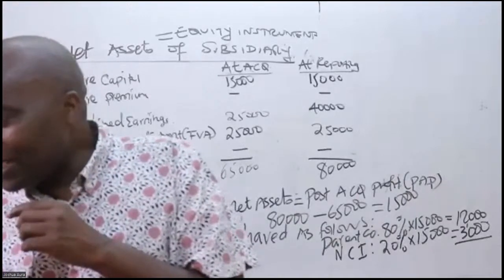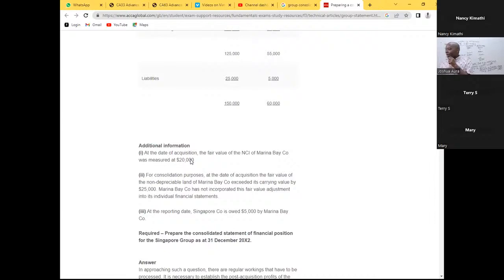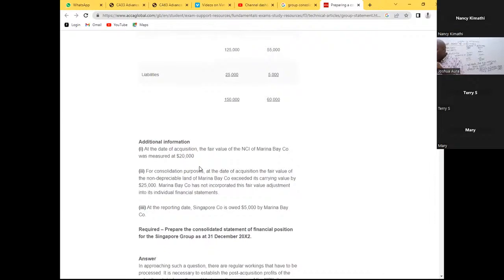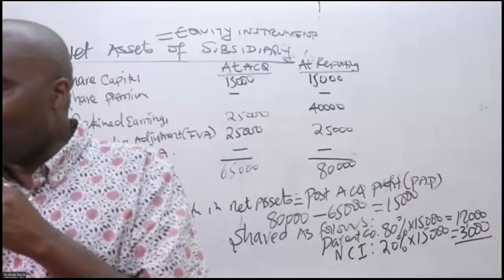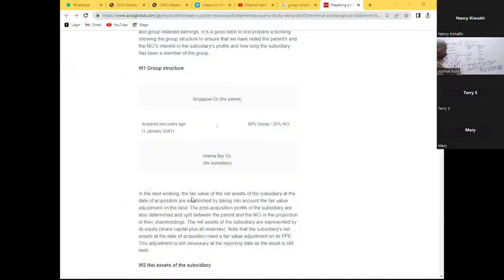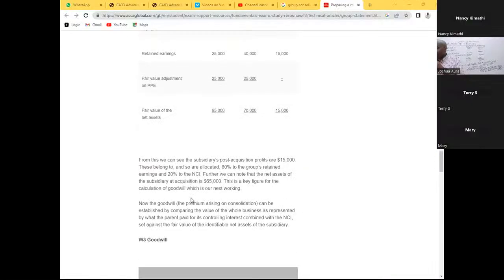Now, please see this. Mr. Kabage wanted to know something to do with the fair value adjustment. Fair value adjustment at reporting, how we know it's 25,000. Very good. For this fair value adjustment, we brought in a valuer who was able to revalue this asset upwards by 25,000 at acquisition.